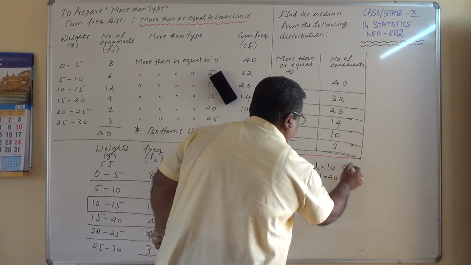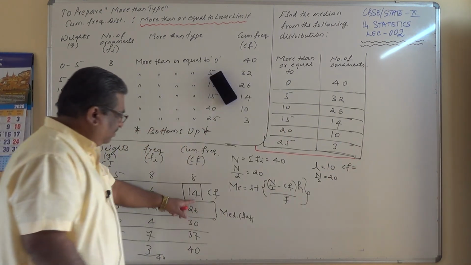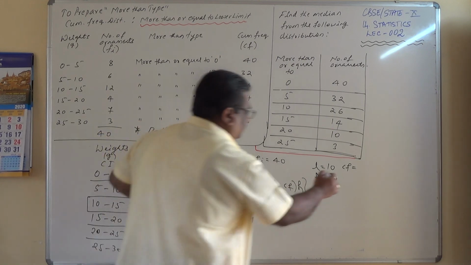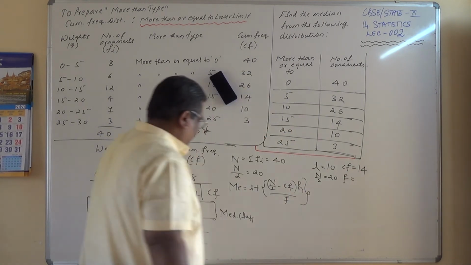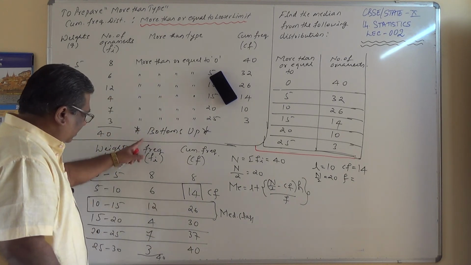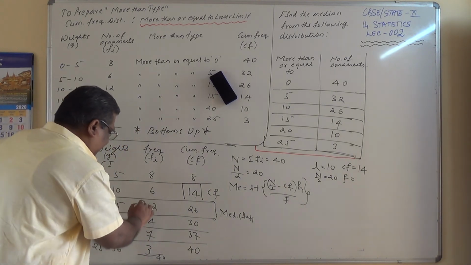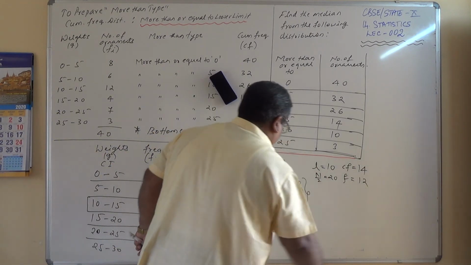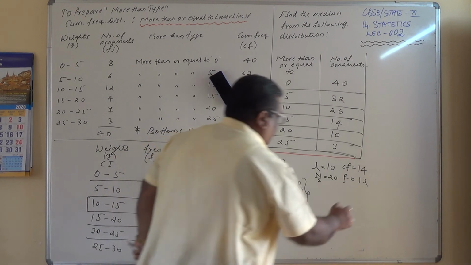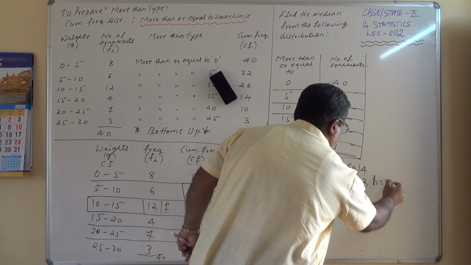CF is equal to 14. And F, the frequency of the median class. This is the median class, and this is its frequency, which is 12. So this is the frequency of the median class, which is 12. What else do we need? We need H. H is the class width, which is 5.